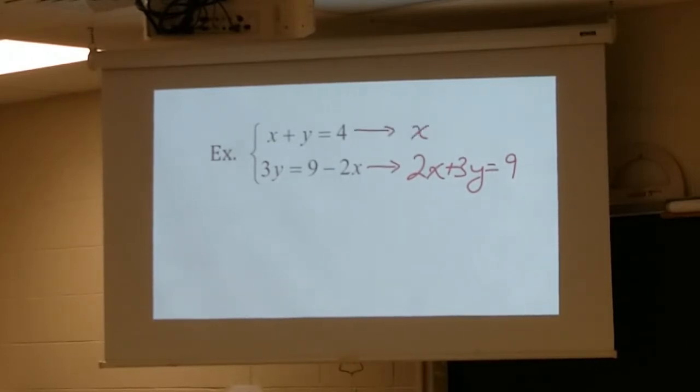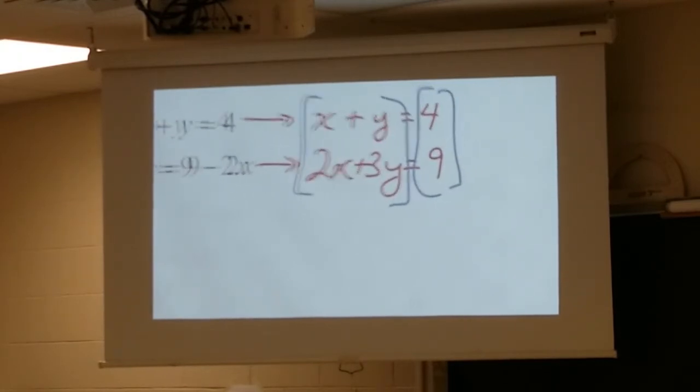It just means that the variables are in the same order. Most kids will put them in alphabetical order. And it also means that your constants, remember the constants are the numbers that are by themselves, are all by themselves on the other side. And once you have the system organized, it's almost too easy. It's kind of like you just end up with these two matrices.